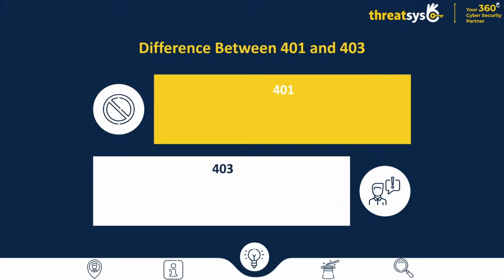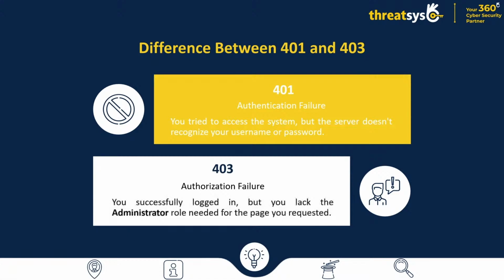So to clear out the differences between 401 and 403, which look similar but are not the same type of error: 401 is an authentication error, where you are accessing the system without being logged in or being recognized with your username or password. 403 is an authorization error, where you have successfully logged in, but you are forbidden from accessing the restricted files of the application. 401 is the unauthorized error and 403 is the forbidden error.